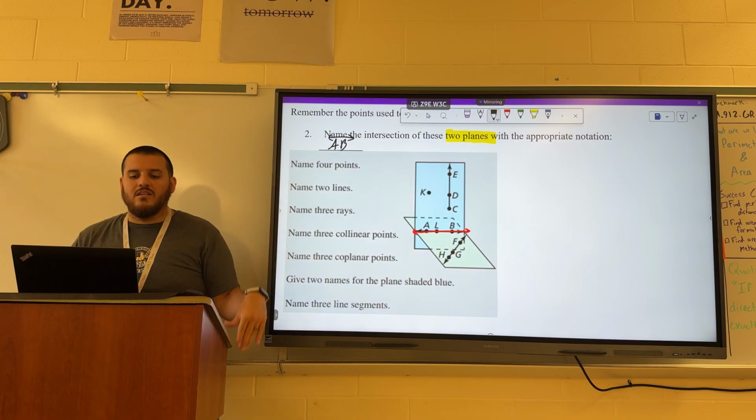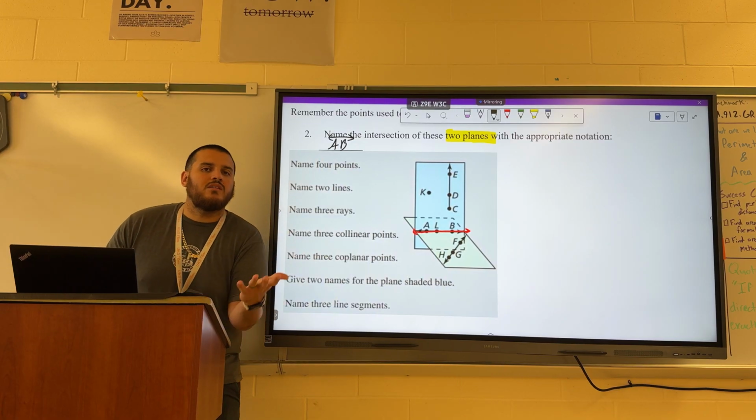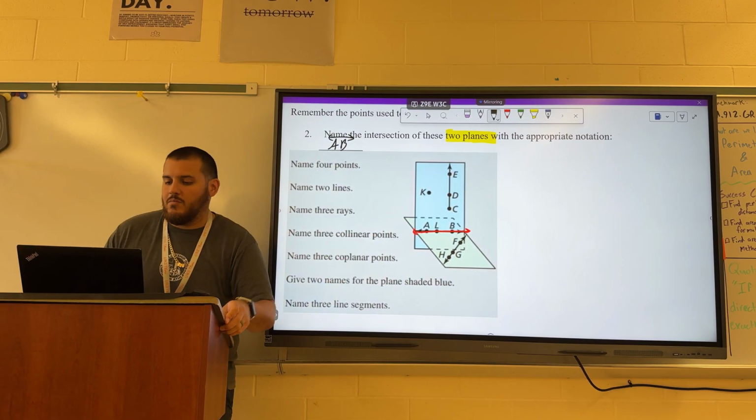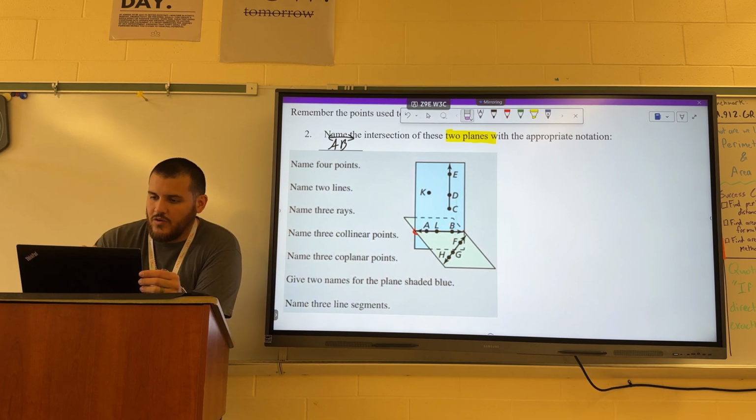All right, moving down our list here, we have to name 4 points. Remember, points are just dots in geometry. We have a whole bunch to choose from. An example that could work for this answer, I'm just gonna do the first 4 points that I see. Point K, point E, point D, point C, right?